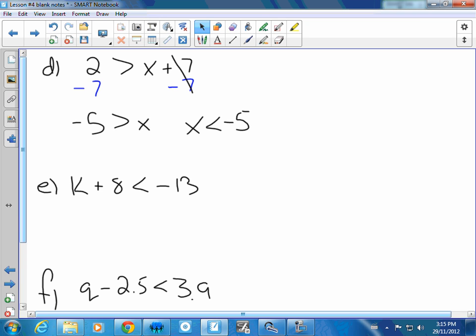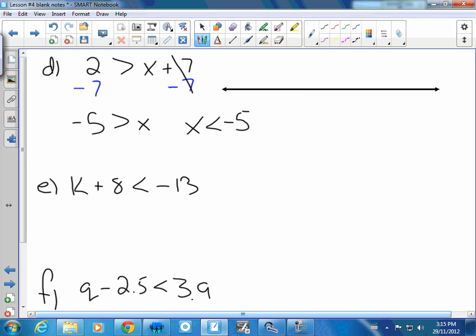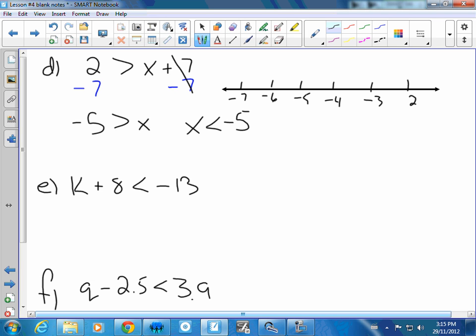Now, we write that as a number line. What's it going to look like? Negative 7, negative 6, negative 5, negative 4, negative 3, negative 2. Is the circle an open one or a closed one? It's open because it doesn't include that. So it's an open circle and it points to the left or to the right? To the left. There you go. Easy so far? Am I confusing you all?